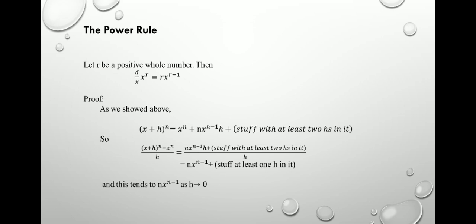The quantity (x plus h) to the n power is equal to x to the n plus n x^(n-1) h plus stuff with at least 2 h's in it. So, ((x plus h)^n minus x^n) over h is equal to (n x^(n-1) h plus stuff with at least 2 h's in it) over h, which is equal to n x^(n-1) plus stuff with at least 1 h in it. And this tends to n x^(n-1) as h approaches 0.